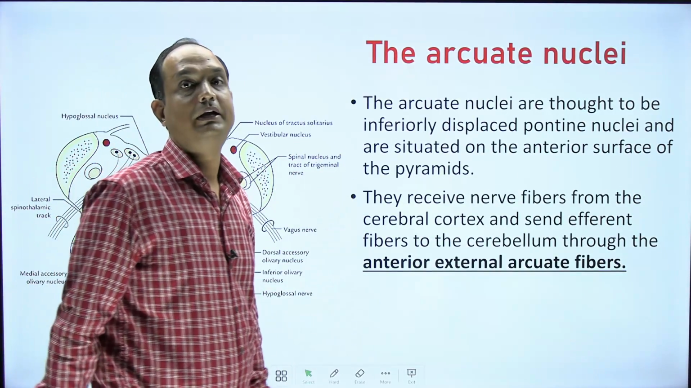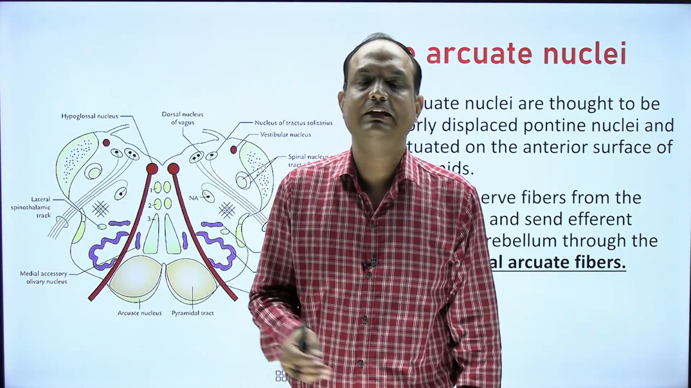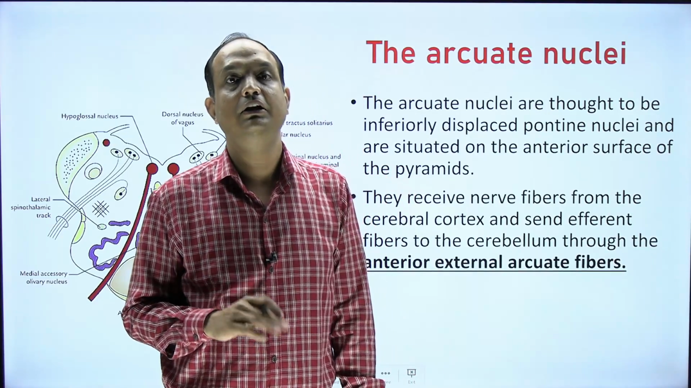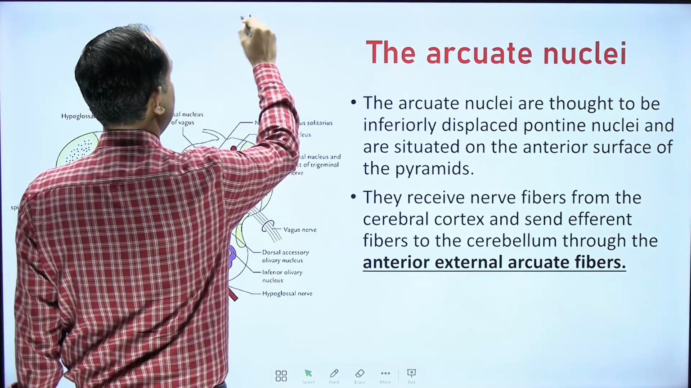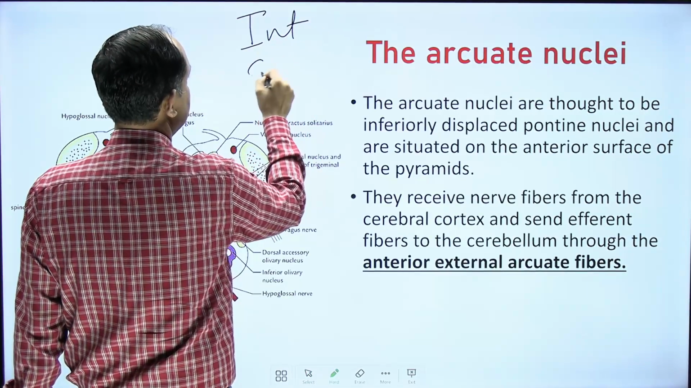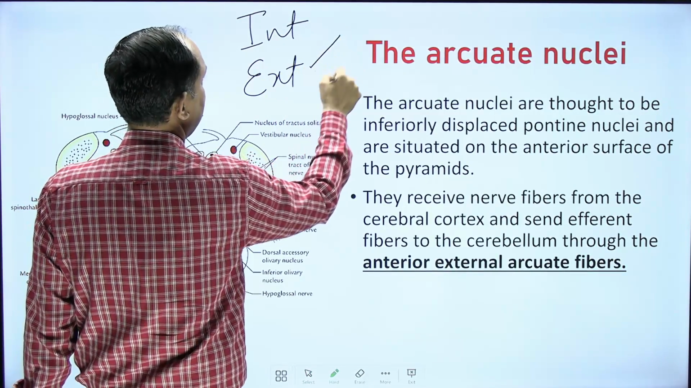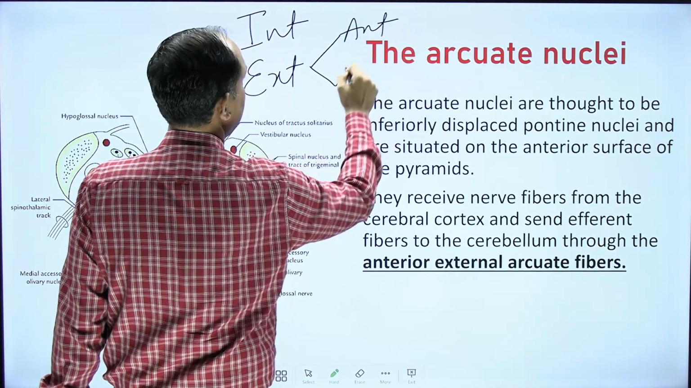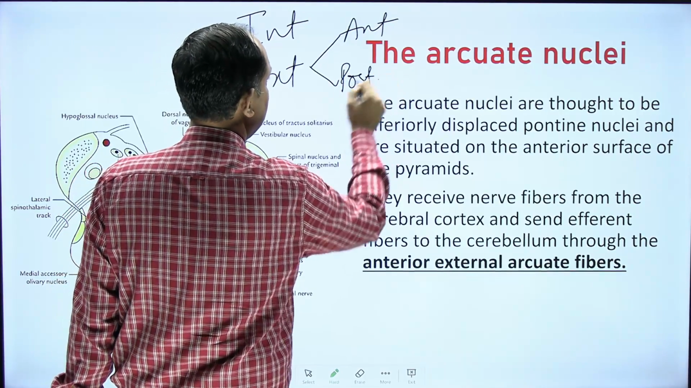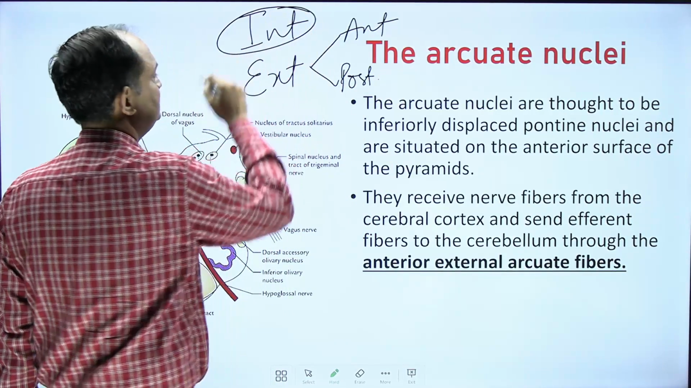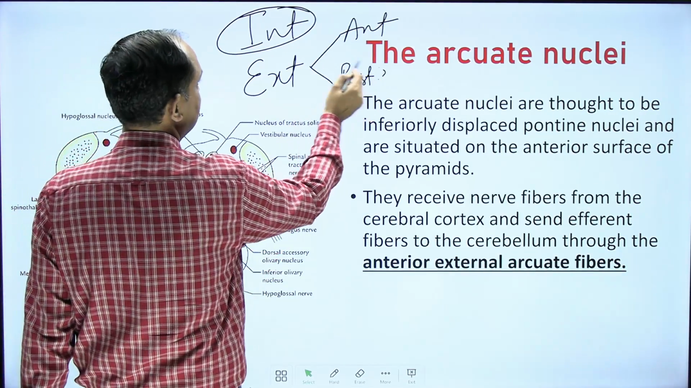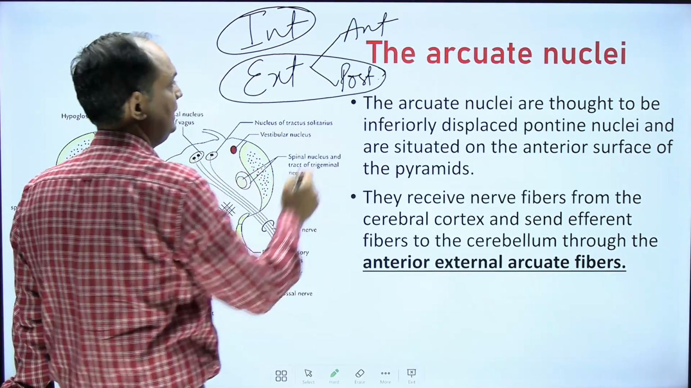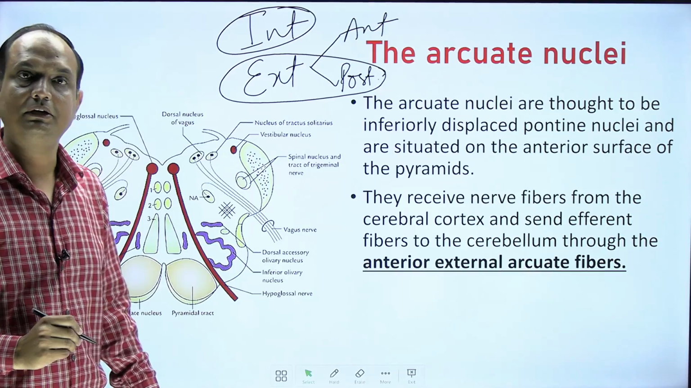Now, arcuate nuclei. In my class on the section at the level of sensory decussation, I told you that there are 3 sets of arcuate fibers: internal arcuate fibers and external arcuate fibers, which are of 2 varieties: anterior external arcuate and posterior external arcuate. The internal arcuate fibers arise from nucleus gracilis and cuneatus, and the external posterior arcuate fibers arise from the accessory cuneate nucleus.